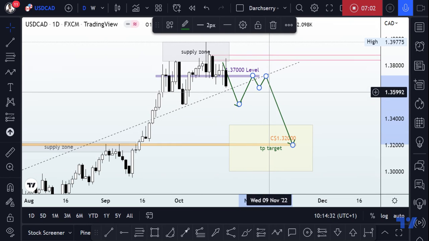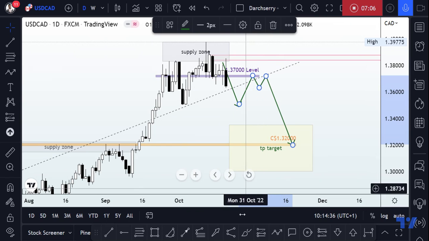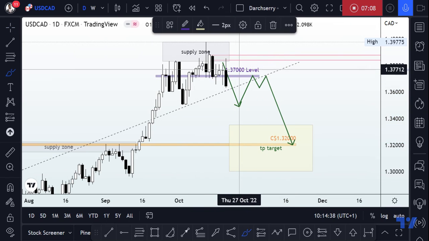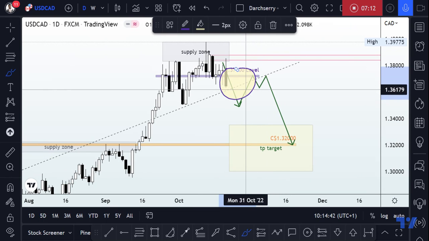So at this point, I would like to pause the video here and let's see how price action is going to relate with this current structure here during the early hours of the week, after which I'll be jumping in the comment section of this video to give you an update of how I intend to take advantage of any trading possibility here on the USD CAD.